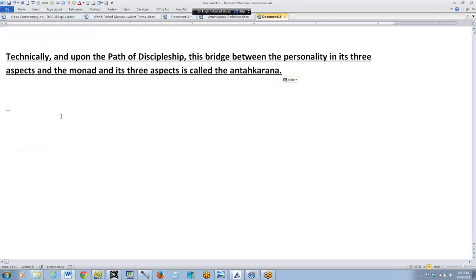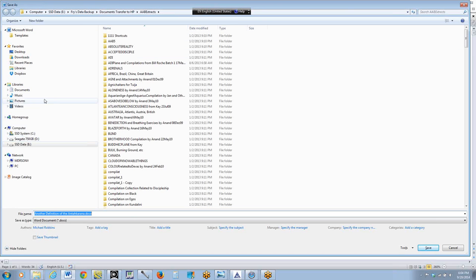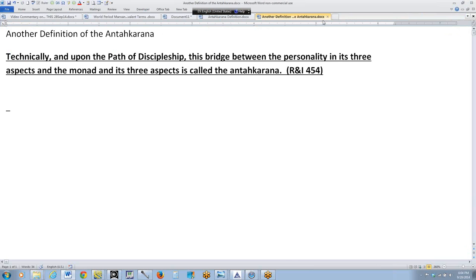of course there are already compilations on the Antahkarana, I'm sure, but RNI 454, another definition of the Antahkarana. Okay. And AAB extracts, another definition of the Antahkarana. We're ready to go, and we just hit it, and there it is.